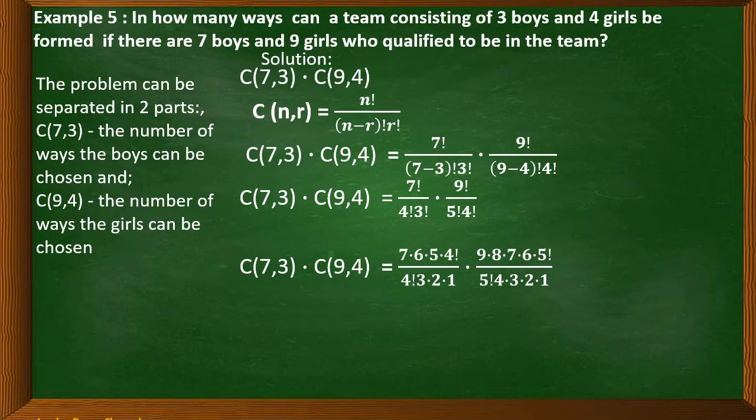Next, we have to divide common factors. So 4 factorial divided by 4 factorial is 1. 3 times 2, that is 6. Multiply the remaining factors. So we have 7 times 6, that is equal to 42. Divided by 6 is 35.